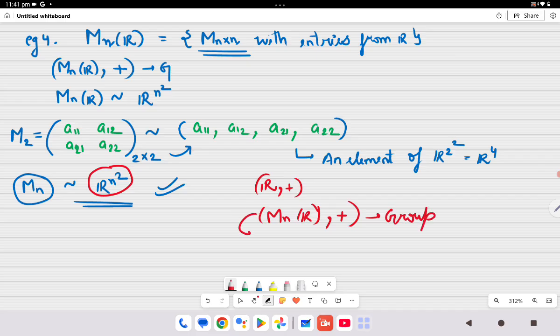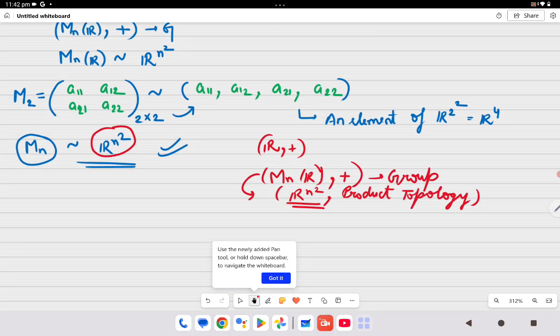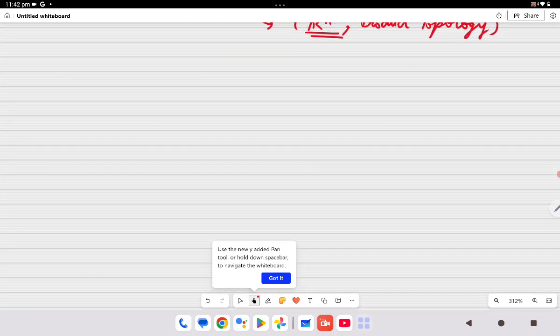Now, in order to make it a topological space, मुझे ये fact use करना होगा that I can identify their elements as elements of Rn². The moment I have this result, I can use the topology that I use on Rn². Rn² पे कौन सी topology होती है? We can consider it to be either the Euclidean topology, metric topology or the product topology. ठीक है, they both basically coincide. So now my MnR with respect to addition, this space is not only a group, it is a topological space also.